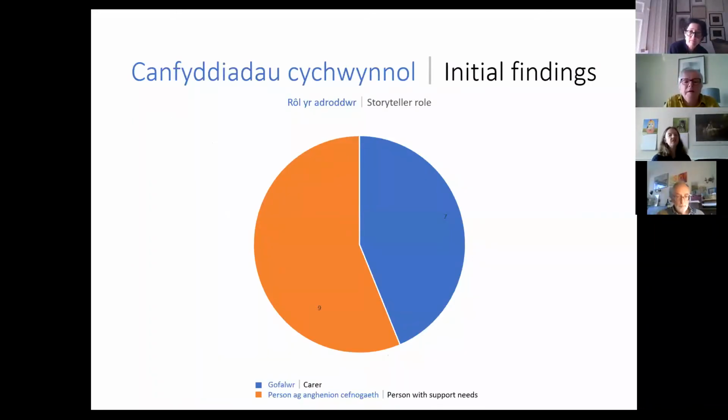So we had 16 stories available for analysis, so all the findings should be considered preliminary only. Of the 16 stories, 7 had been included in the Meetings That Matter project, and 8 stories were additional, some collected much more recently, but the story collection procedure was the same in all cases. The storytellers were 9 people with support needs and 7 who were caring for family members in all cases, and the storytellers spanned the adult age range. Most story collectors were people who were working in the 3rd sector.